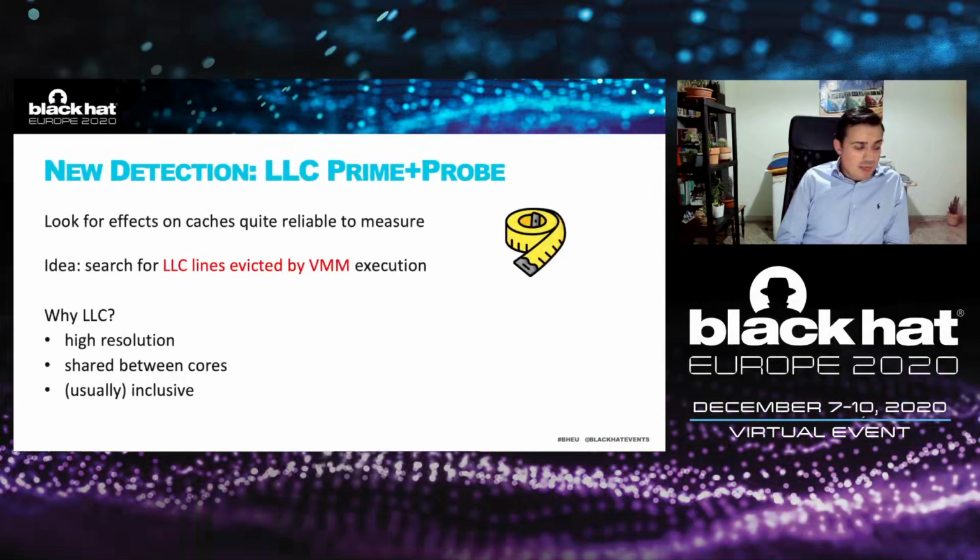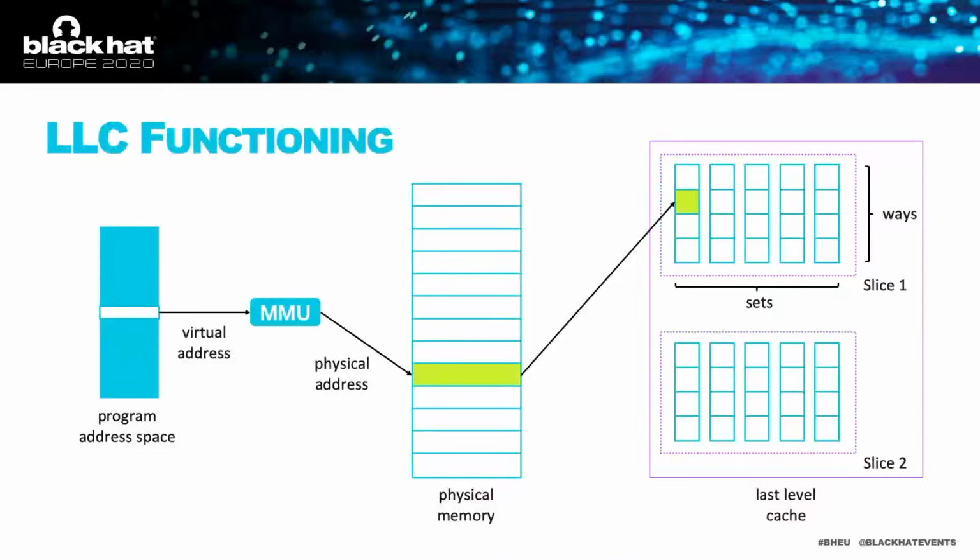But it's time to present the second contribution of this talk. It's a new detection, and it's based on an LLC prime and probe attack. So the idea is to look for effects just like the TLB eviction, but on caches, which can be quite reliable to measure, especially on the LLC. And we will be looking for last level cache lines that were evicted by the execution of a virtual machine monitor. The LLC is widely used in microarchitectural research for high resolution attacks. And we will mount a prime and probe attack.